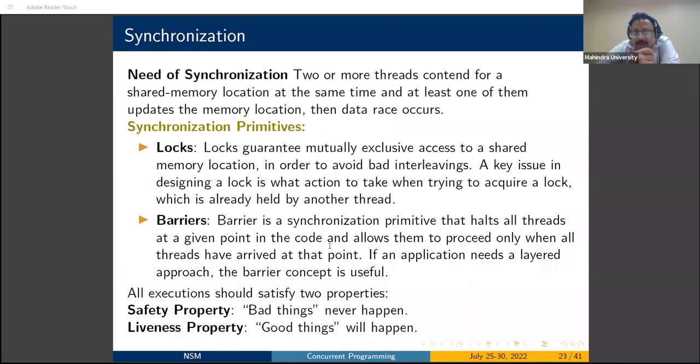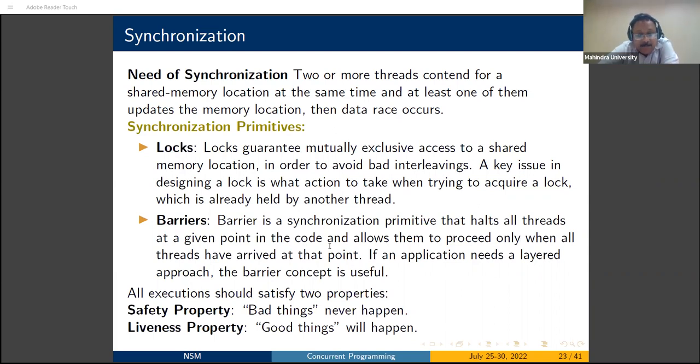Usually if an application needs a layered approach, the barrier concept is useful. While writing these concurrent programs, we should concentrate on two properties. The first one is the safety property, and the second one is the liveness property.